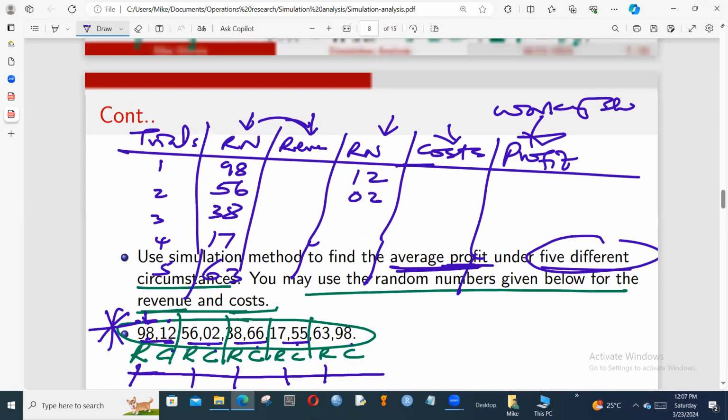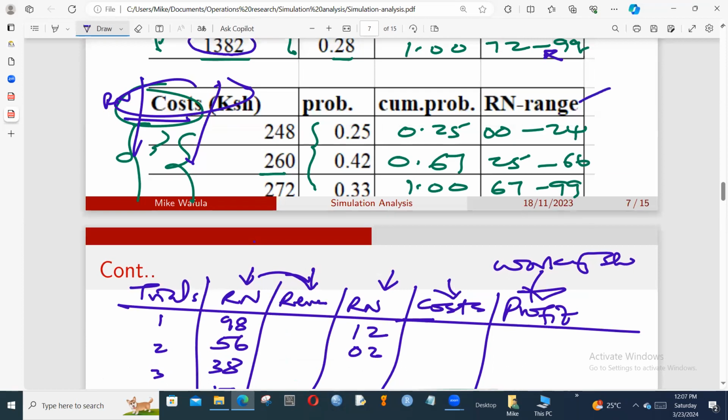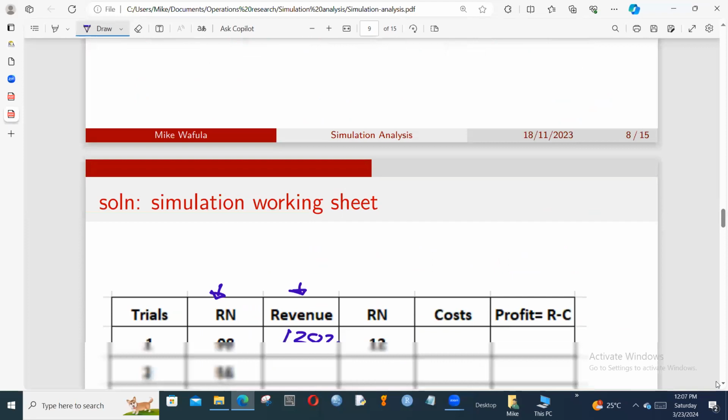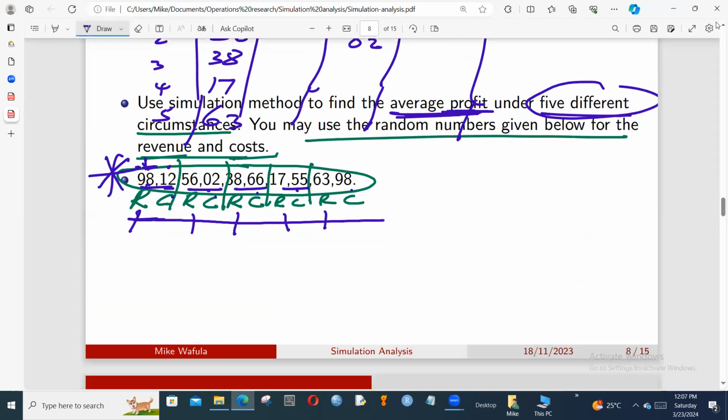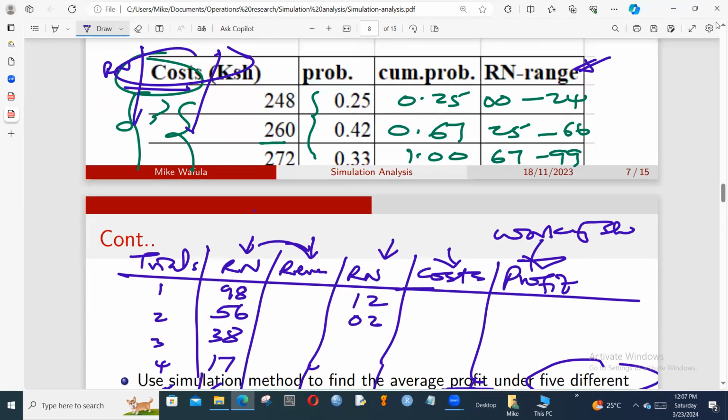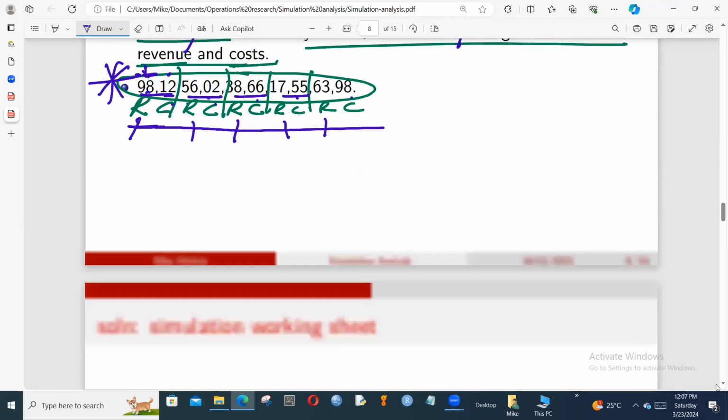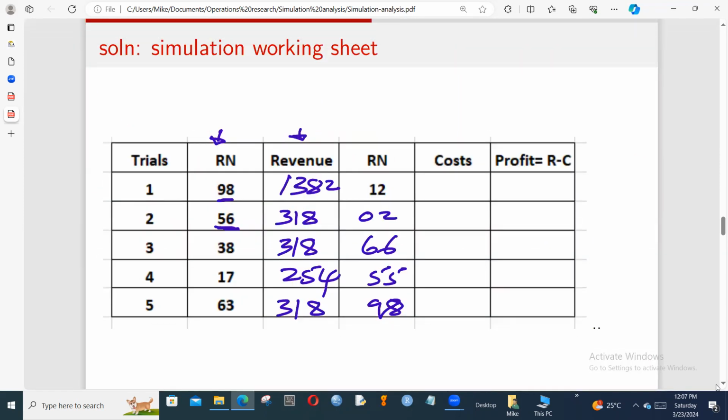Now we use this table for cost. So costs are either 248, 260, or 272. For example, the first figure is 12. Is it 12? Yes. So we check 12 corresponds to 248, which is between 0 and 24. So you have 248 as a figure that you actually plug in here.